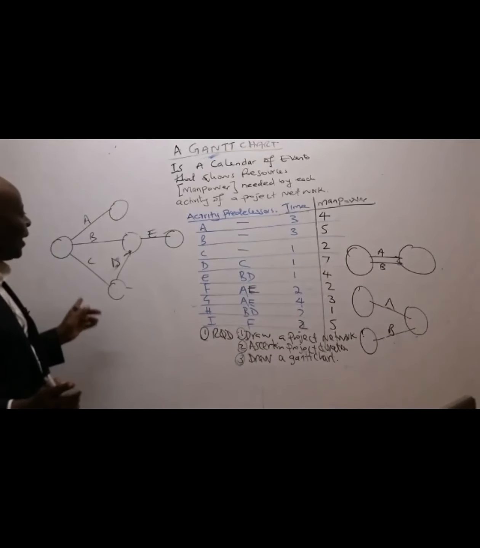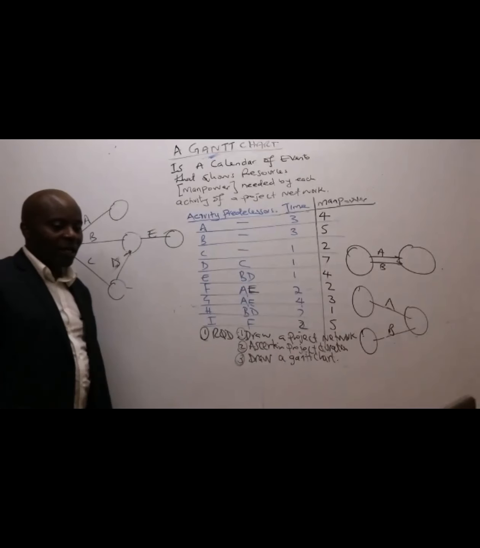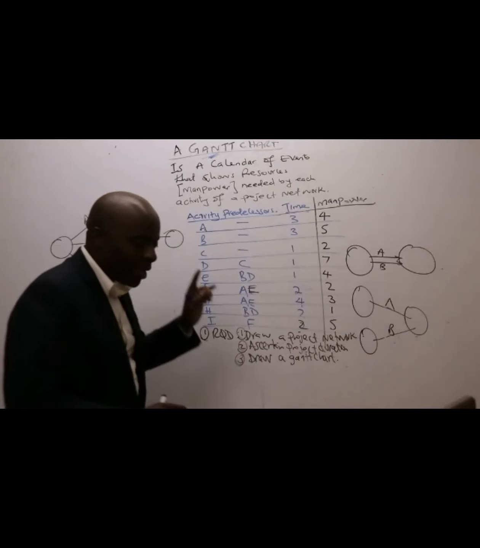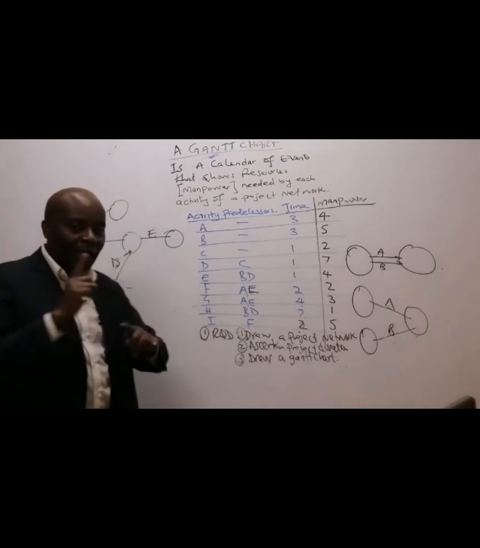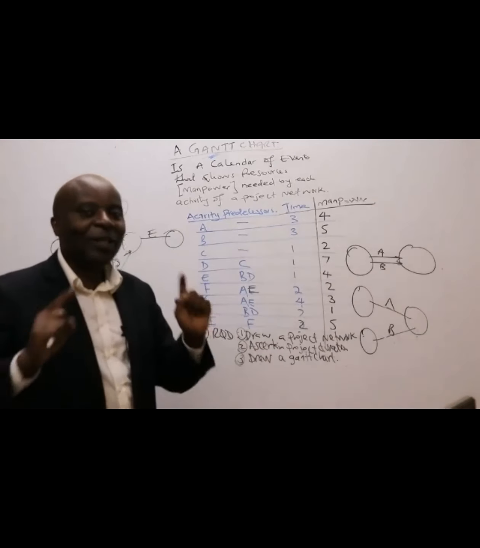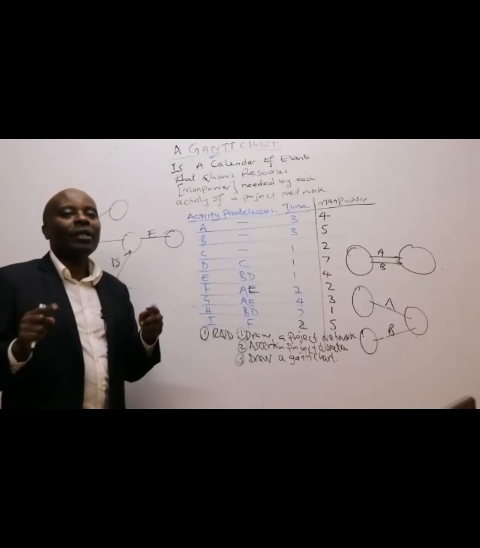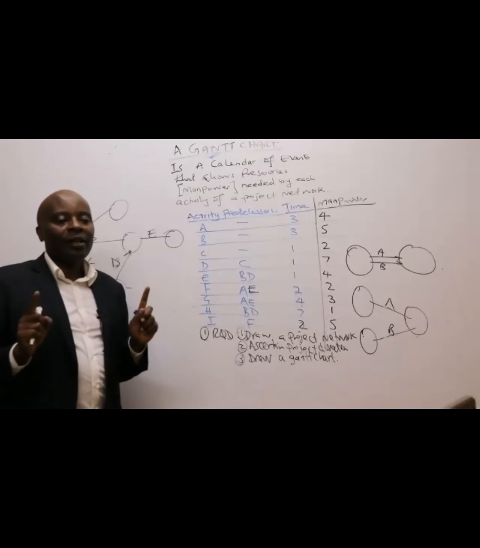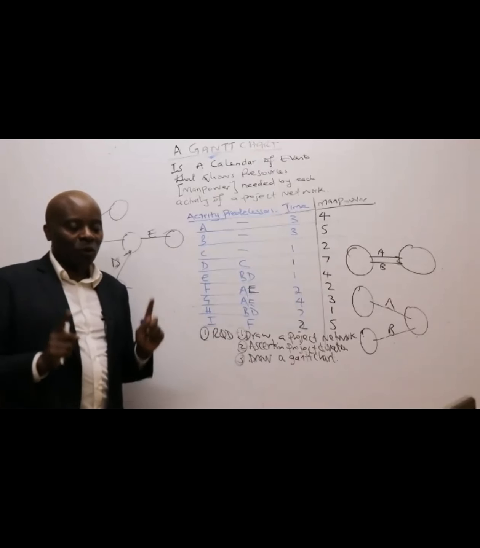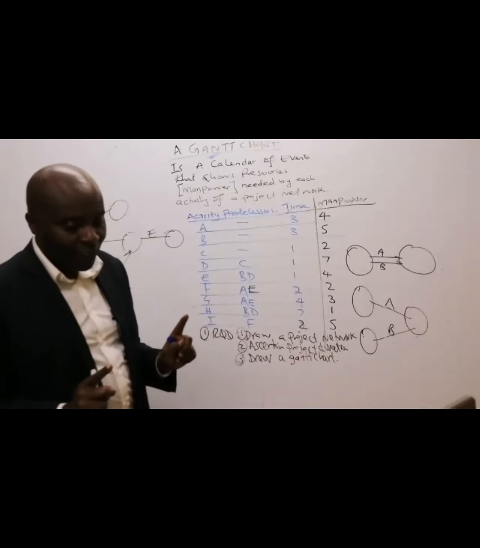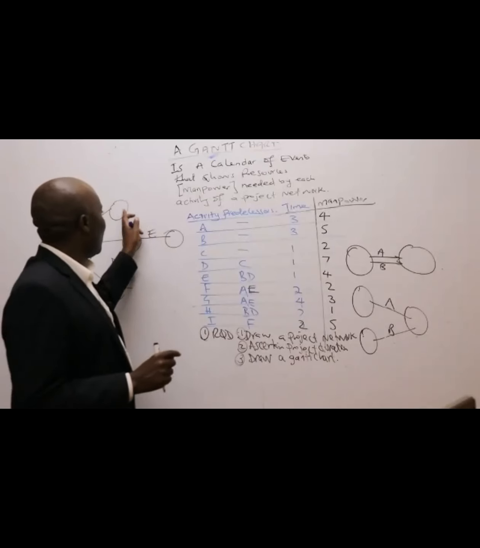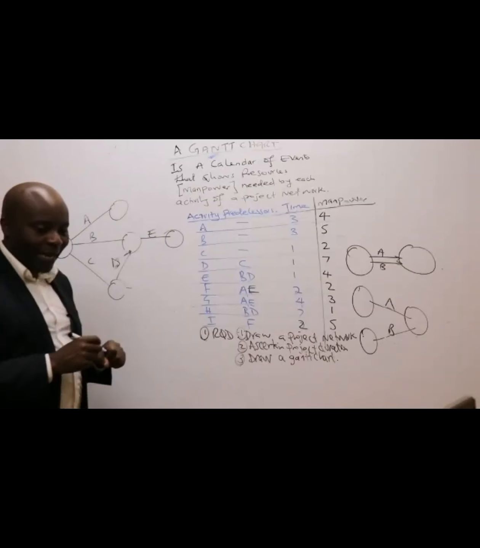So I would want A and E to end together. When I want two activities to end together, I need to ask myself whether they should end together directly or indirectly. Indirectly means usage of a dummy. So I would want A and E to end together. The question is, are they going to end directly or indirectly? A and E, should they end directly or indirectly?